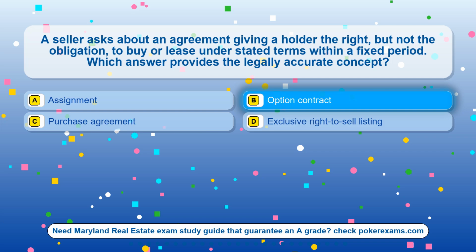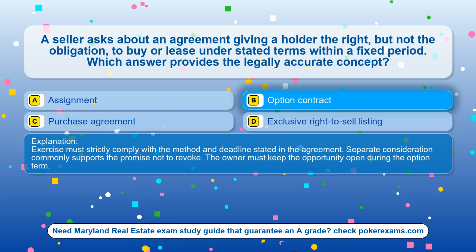The correct answer is option B, option contract. Exercise must strictly comply with the method and deadline stated in the agreement. Separate consideration commonly supports the promise not to revoke. The owner must keep the opportunity open during the option term.